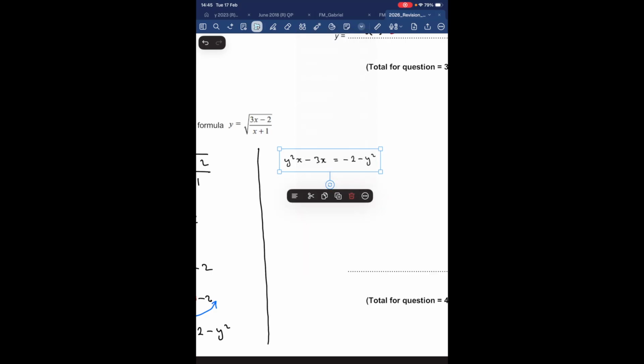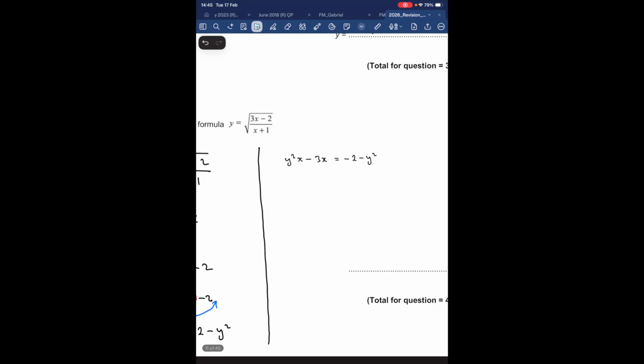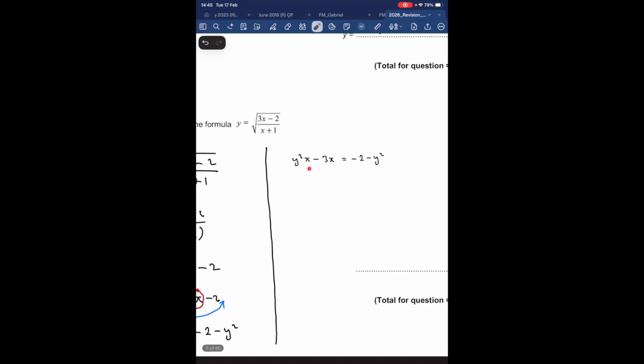So what I've done is I have this expression y squared minus x minus 3x equals minus 2 minus y squared. Now, the trick to getting x on its own, because both of these two terms have an x in them, we're going to factorize it. We're going to factor out the x. We're going to take the x outside a bracket, and it's a simple factorization.